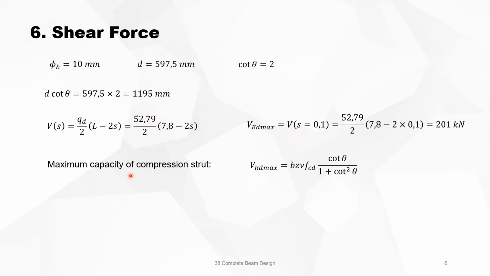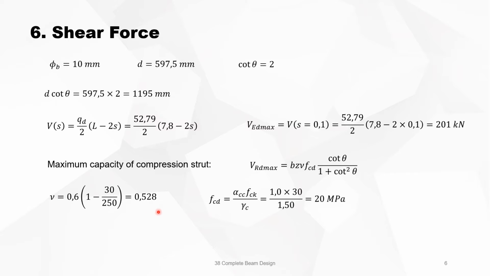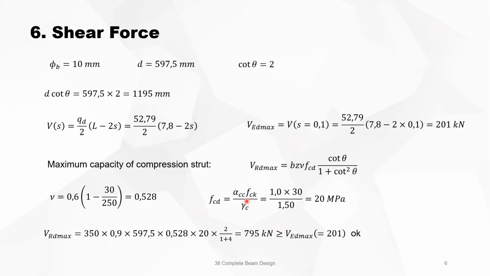The maximum capacity of the compression strut is given by this formula. Nu equals 0.53 and fcd is 20. Remember, for shear force alpha cc is 1, not 0.85. And VRd max, if we put in the numbers, is then equal to 795 kilonewton, which is bigger than the VEd max of 201. So the compression strut at support is okay.